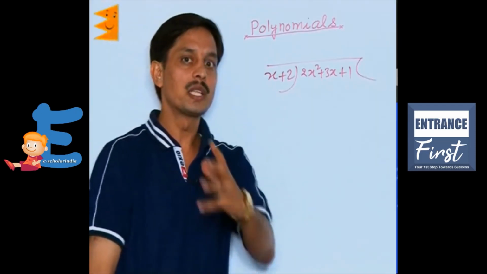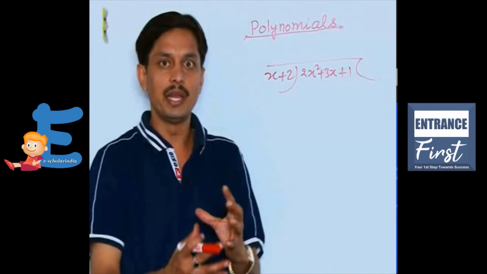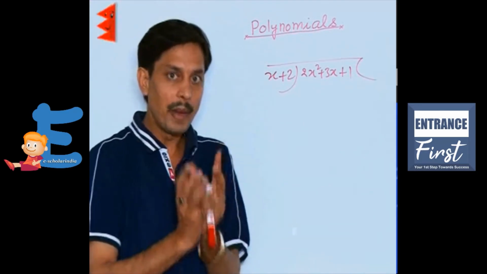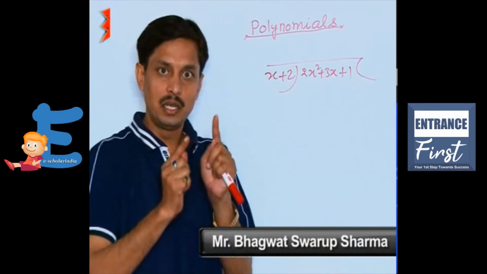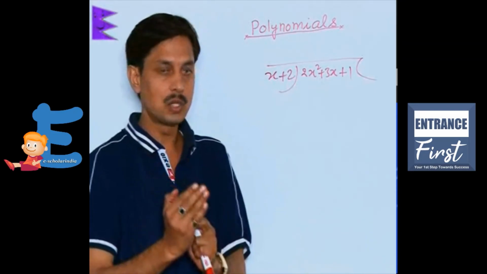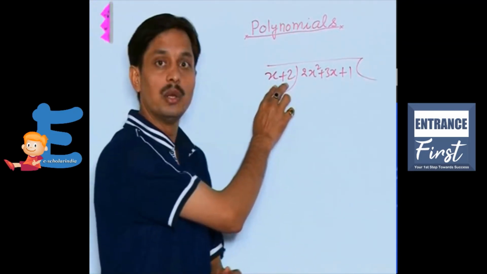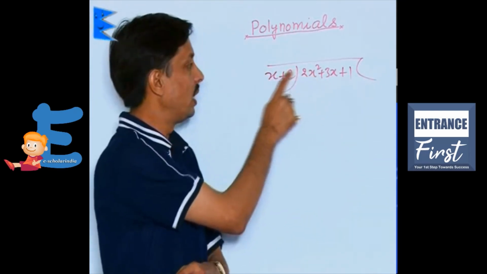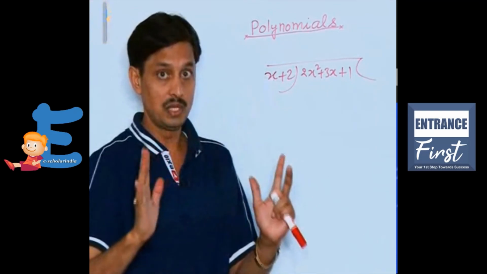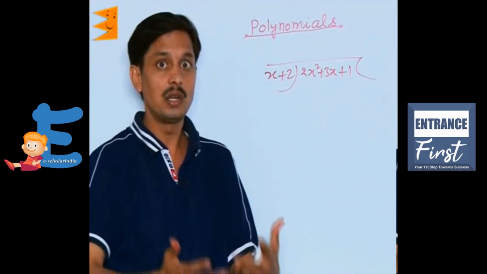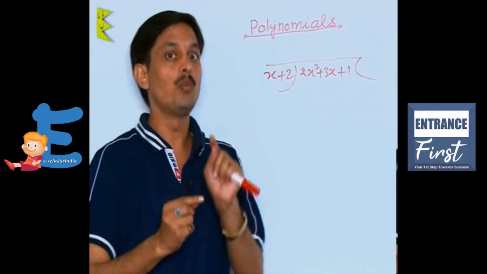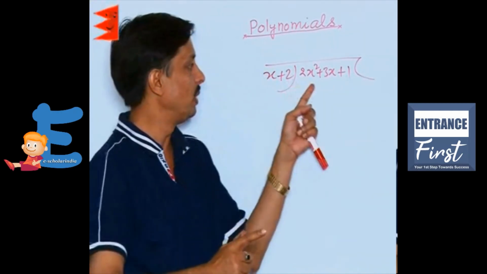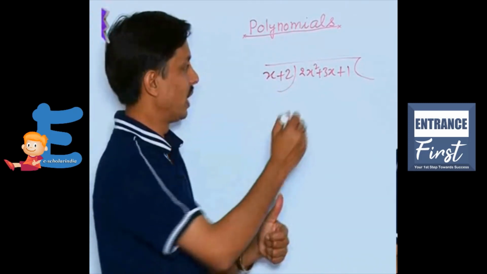Now I would like to explain to you how we divide one polynomial by another polynomial. First of all, the mandatory condition is that the degree of the dividend must be greater than or equal to the degree of the divisor. So here the degree of the dividend is 2 and the degree of the divisor is 1. So the division is possible. Before we start doing division, we must first notice the degrees of the dividend and divisor. Now we can move.